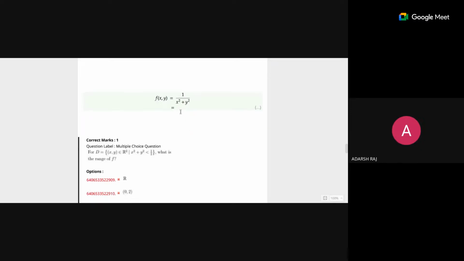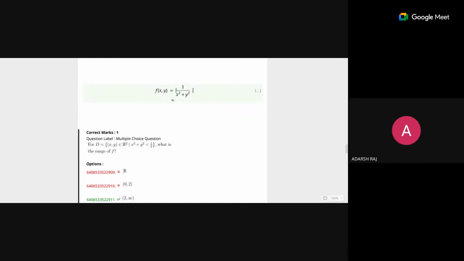Suppose I want to find the minimum. So the maximum value of this domain will be what? 1 by 2, right? Yes, because it is less than 1 by 2. x square plus y square is less than 1 by 2. So the maximum value of x square plus y square is 1 by 2.